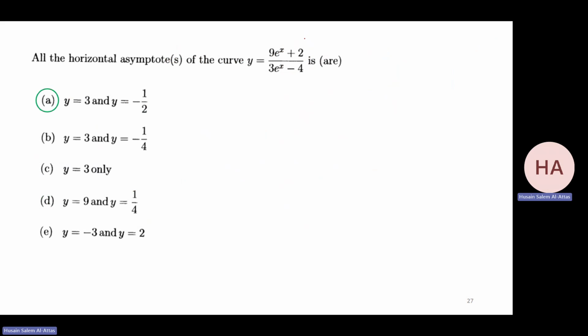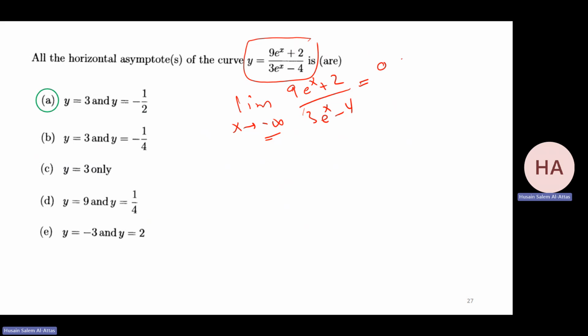Or find the horizontal asymptote of this curve. We did it before, but let me do it again. I decided in this recording I want to do all the problems. Plus 2 over 3 e to the power x minus 4. I start with minus infinity since it will be easier. That will be what? 0 plus 2 over 0 minus 4, which is minus half. That's the only solution where I have minus half. Sometimes you need to be sure, but it's good to be sure about the other one.